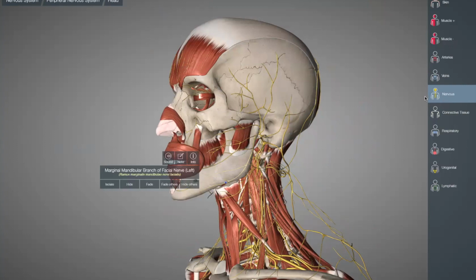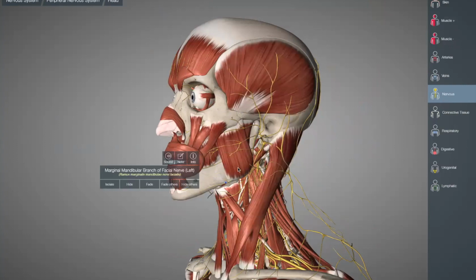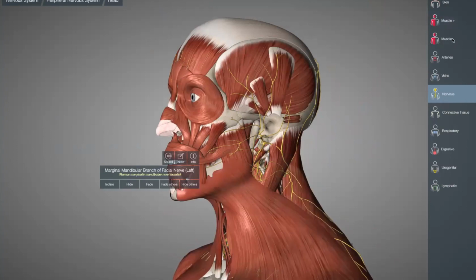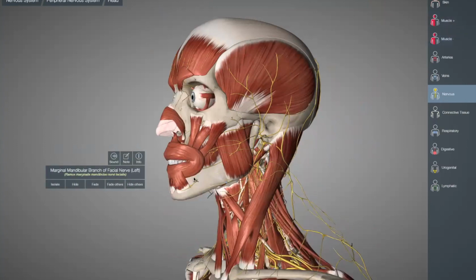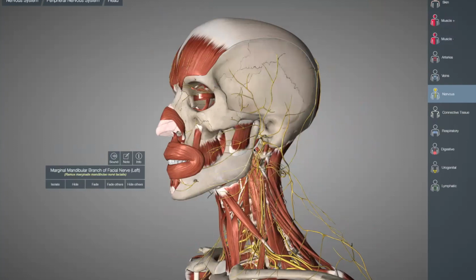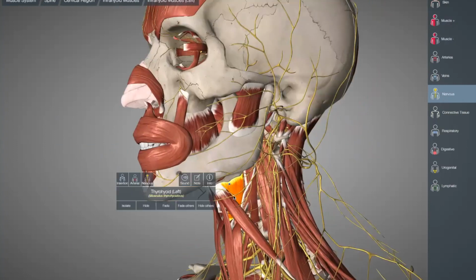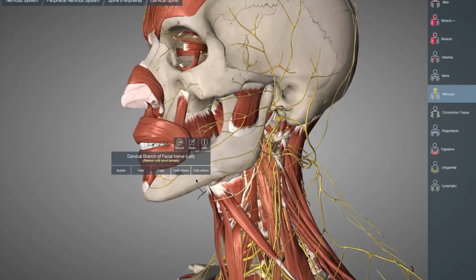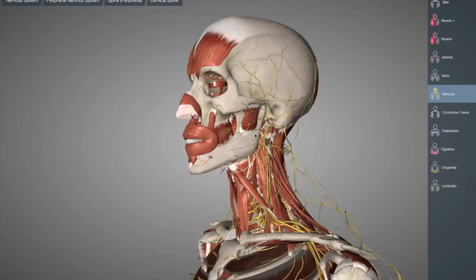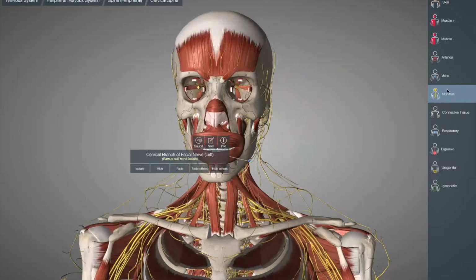The marginal mandibular branch innervates some muscles, and I'll revise them with you, that affect the lower group of muscles around the mouth. And finally, the cervical branch. Why is it called cervical? It's because it innervates around the neck. Anything around the neck will be referred to as cervical. That's just general information about the facial nerve related to the facial muscles.